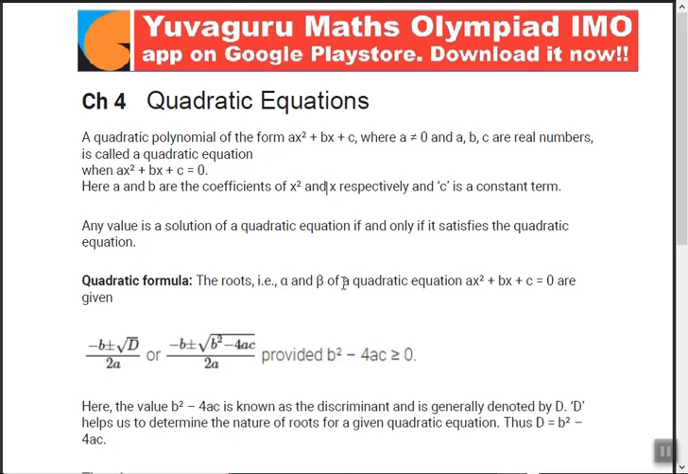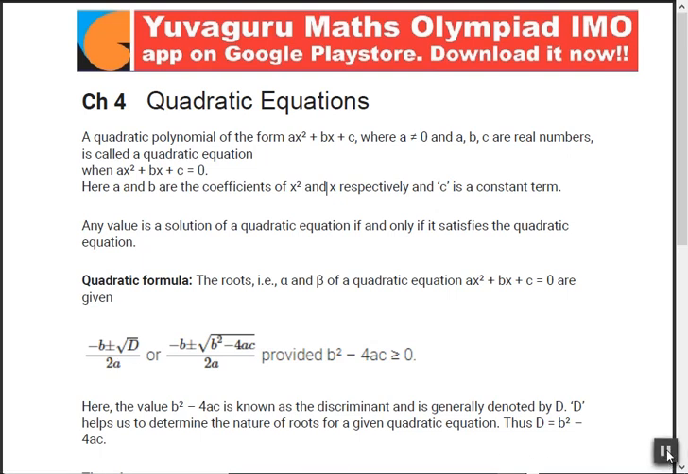That's why we call it alpha and beta. The roots of a quadratic equation ax square plus bx plus c equals 0 are given by, means if you have to find this alpha and beta, how to find this? Then this is a formula: minus b plus or minus root of capital D, the whole upon 2a.